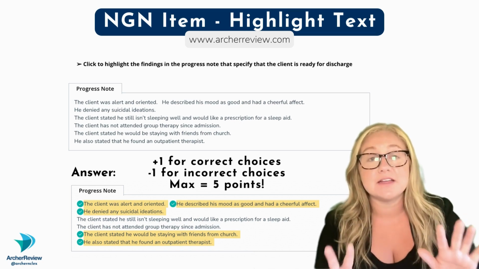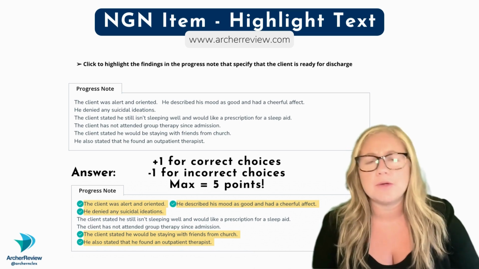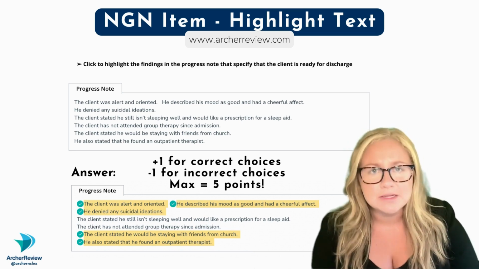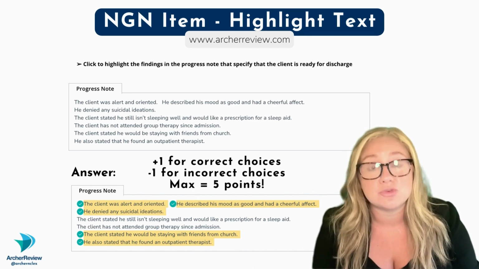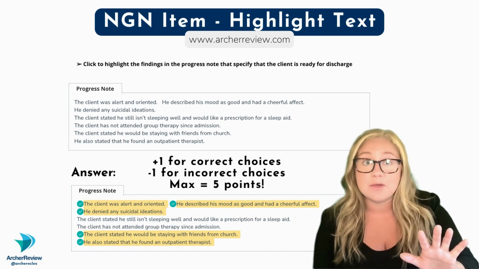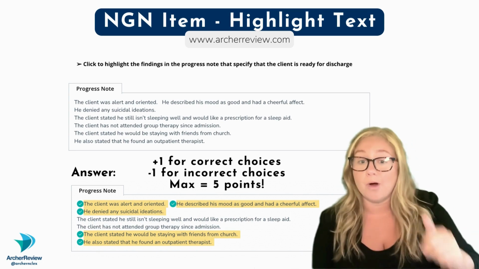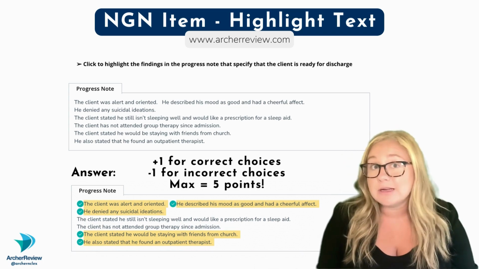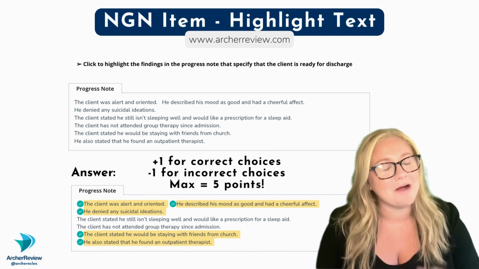There were 7 statements that you could highlight. 5 of them were correct. Remember, they were just true or false statements. They wanted you to click on the statements that indicated your client was ready for discharge. Honestly, pretty straightforward. Since 5 of them were correct, there were 5 possible points. You got 1 point for every statement you clicked on that was correct. And if you clicked on anything incorrect, you got a point deducted for a maximum of 5 possible points.